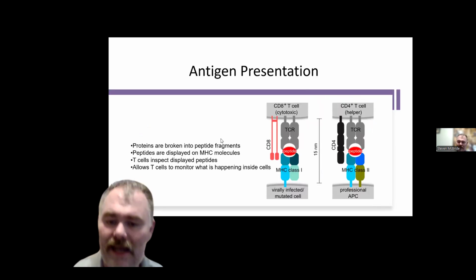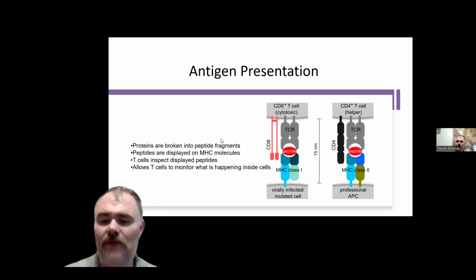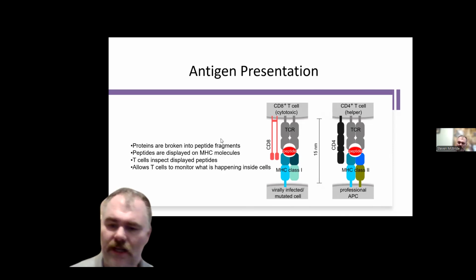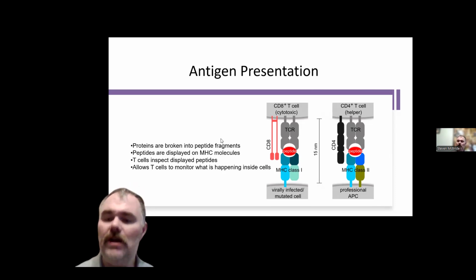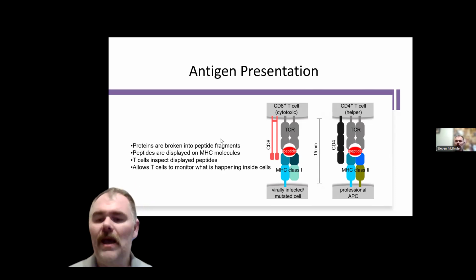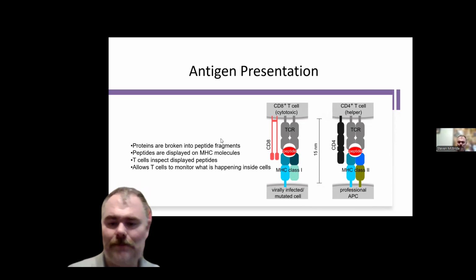Antigen presentation begins when proteins are broken down into small peptide fragments. Cells continuously degrade proteins as part of normal cellular maintenance. If a cell becomes infected by a virus, viral proteins are also broken down into peptide fragments. These peptide fragments are loaded onto specialized proteins called major histocompatibility complex molecules, or MHC molecules. MHC molecules function like molecular display cases. They carry peptide fragments to the cell surface where they can be inspected by T cells.